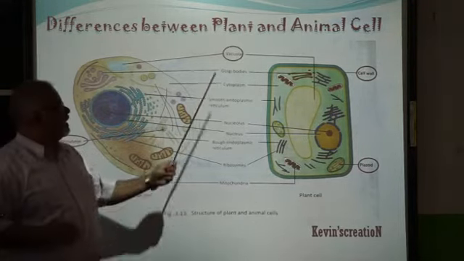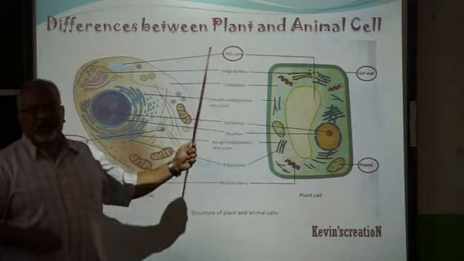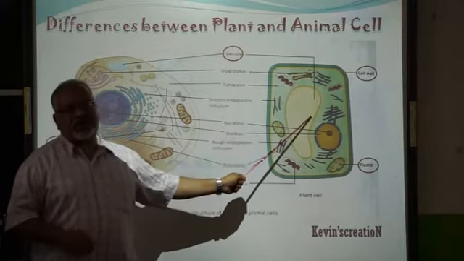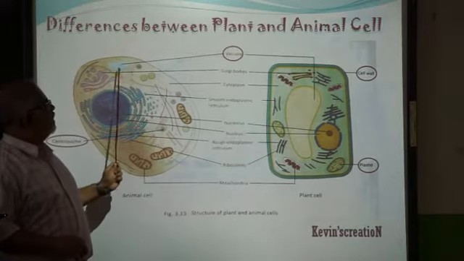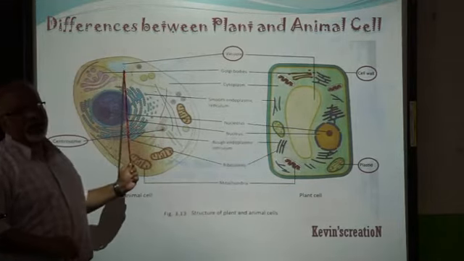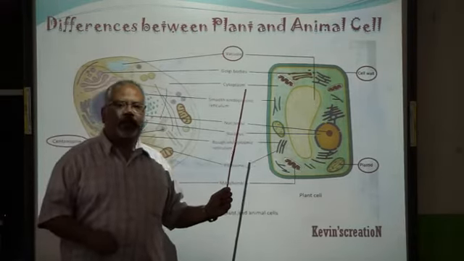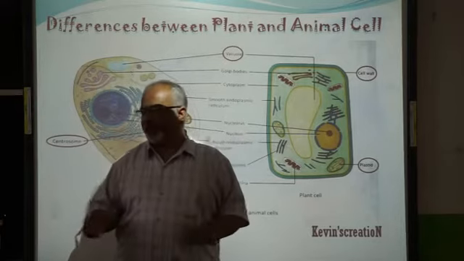Next one, you can see vacuole. Just now I showed you the difference. Here you have a single large vacuole. Here you have smaller vacuoles. That also depends. It may be there in the animal cell or it may not be there.